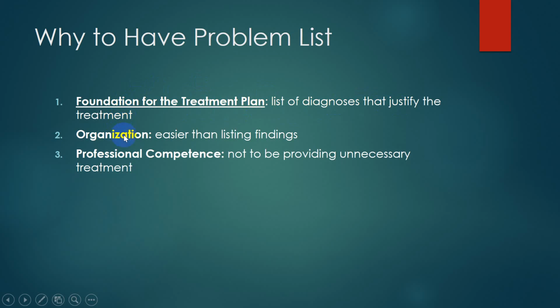Second, organization. It is easier to list the diagnoses rather than listing the findings. Okay, you can list a diagnosis like necrotic pulp with periapical pathosis. It is better than listing a large carious lesion exposing the pulp with a periapical radiolucent lesion affecting this and this and this root. This is description, while in the problem list you need to list diagnoses only. So diagnoses will make organization better than description.